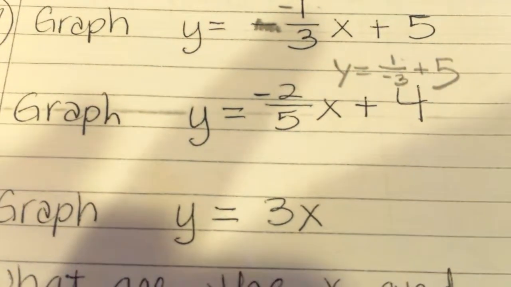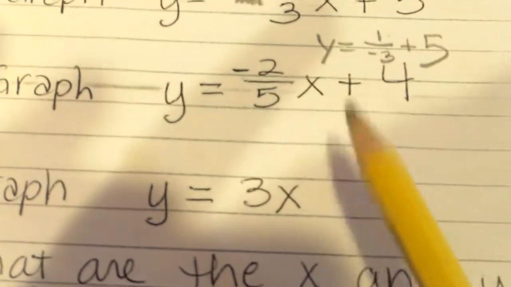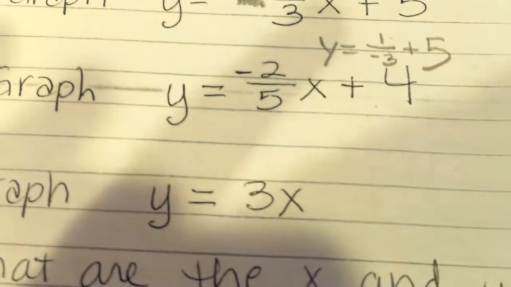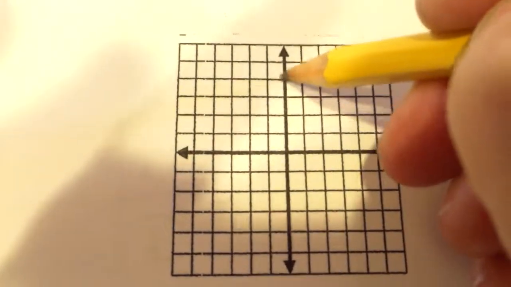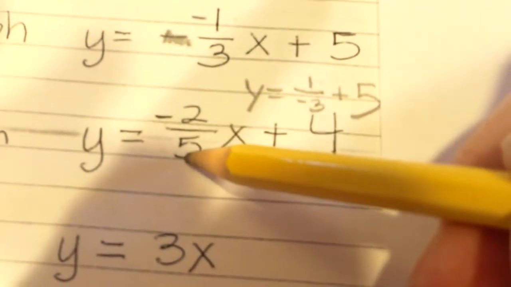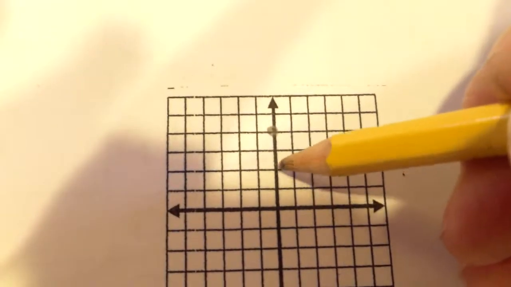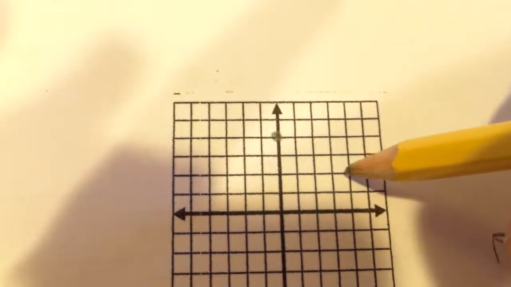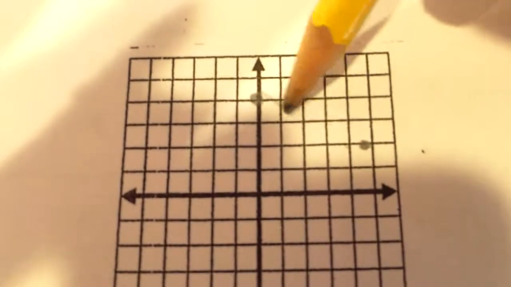Okay, y equals negative 2/5 x plus 4. Now this one already shows that the 2 is negative, so we'll just do it that way. We'll start at positive 4 on the y-axis. Positive 1, 2, 3, 4. And then our slope is going to be down 2 and over 5. So here's my y-axis. I'm going to go down 2 and over 5. There's my 2 points. There's my line.